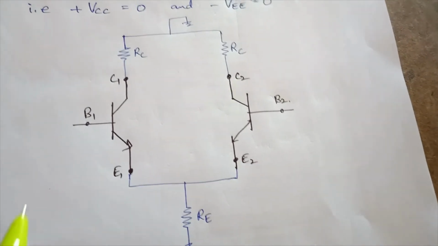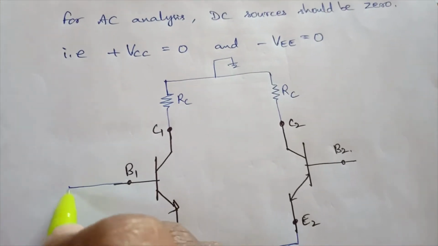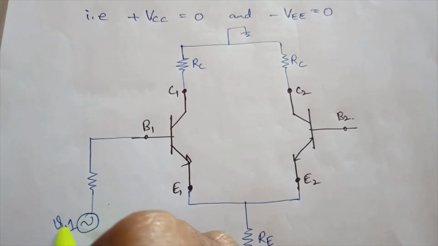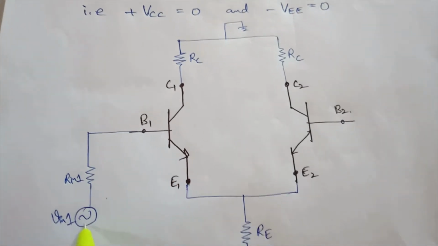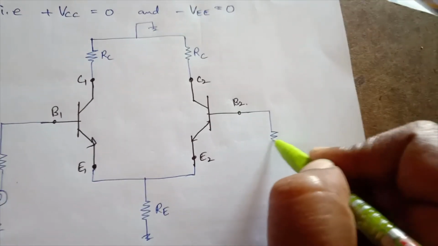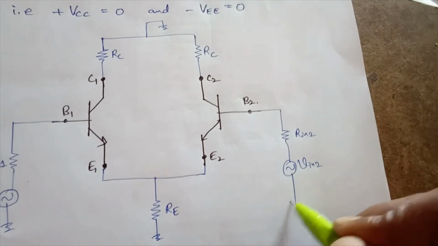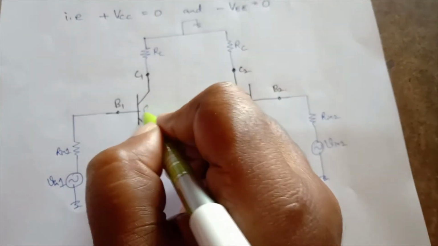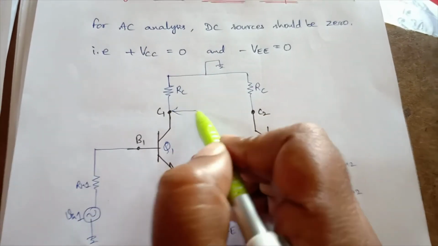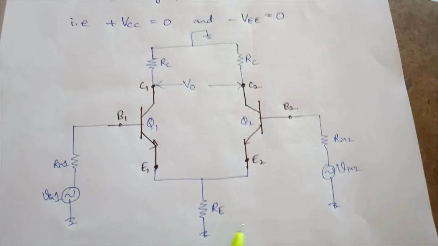And for AC analysis we are applying the AC supplies. So at base 1 we have the AC supply V in 1 with R in 1 to ground, and at base 2 we have one more AC supply V in 2 with R in 2. So this is the circuit diagram for AC analysis of the dual input balanced output. The output is considered between C1 and C2, a balanced output circuit.